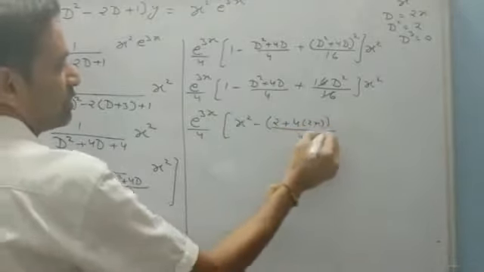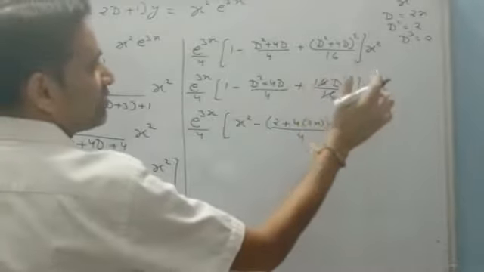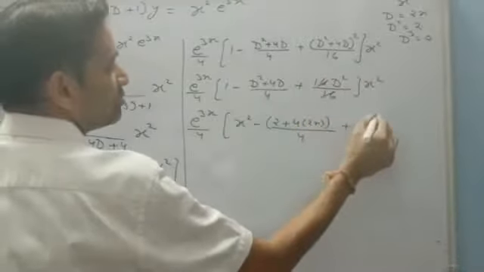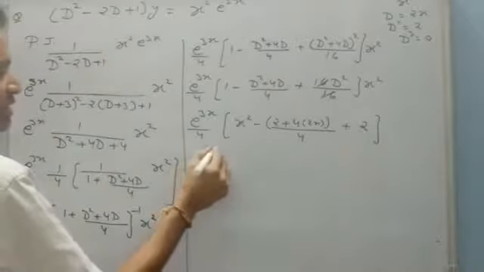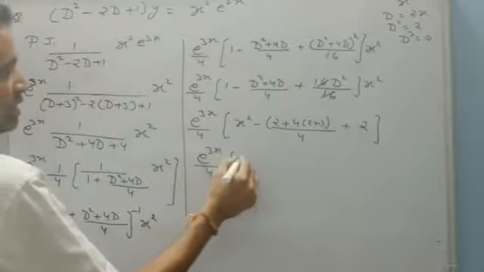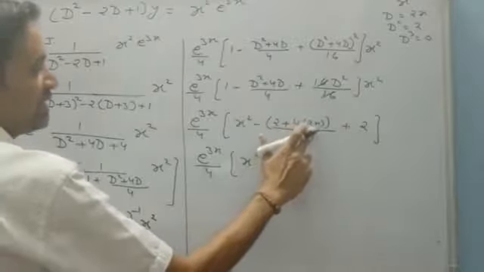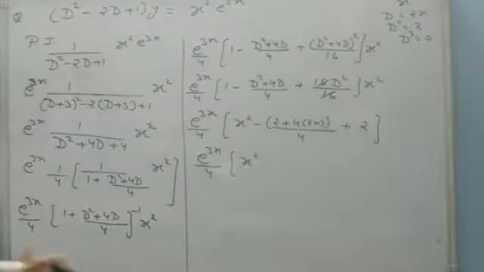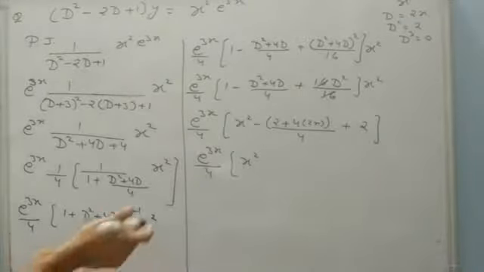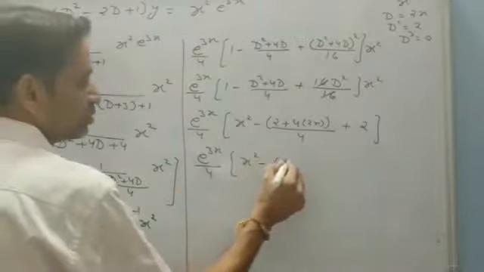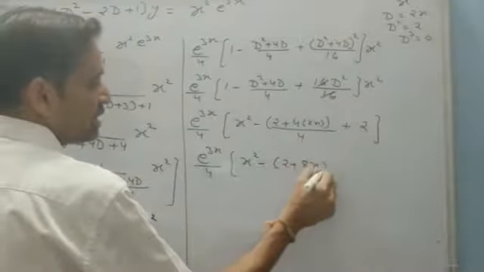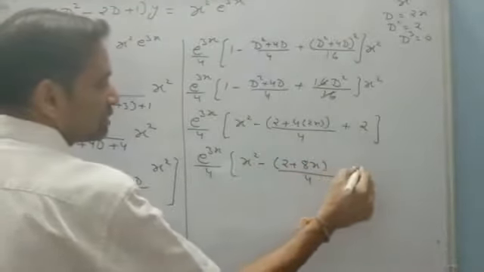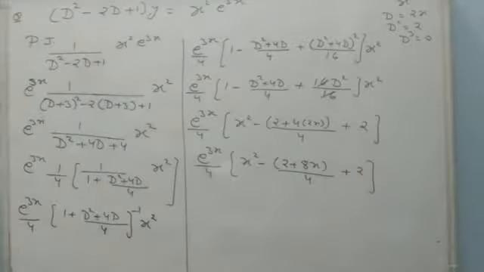upon 4 plus here is the second derivative of x square is 2. So it is e to the power 3x by 4 x square, that will be 8x plus 2 upon 4. If I take the 2 as common, or furthermore you can do it, I can just write it as 2 plus 8x upon 4 plus 2. Clear?